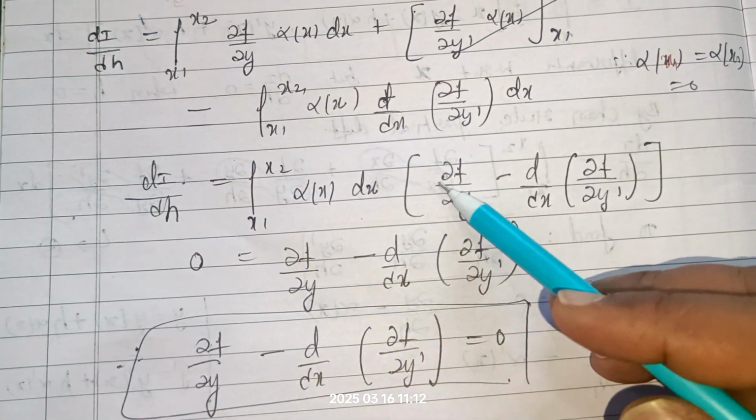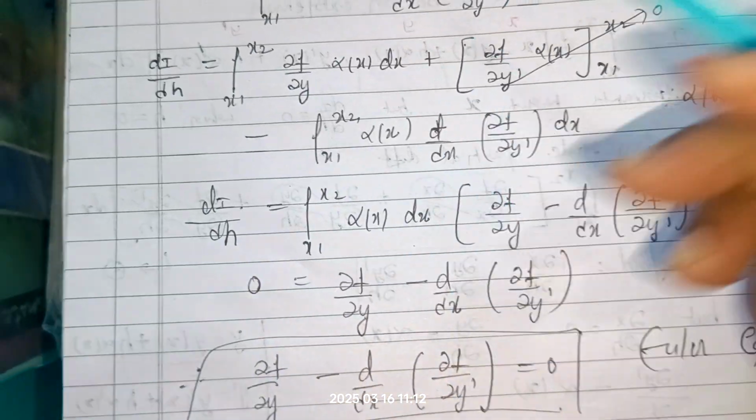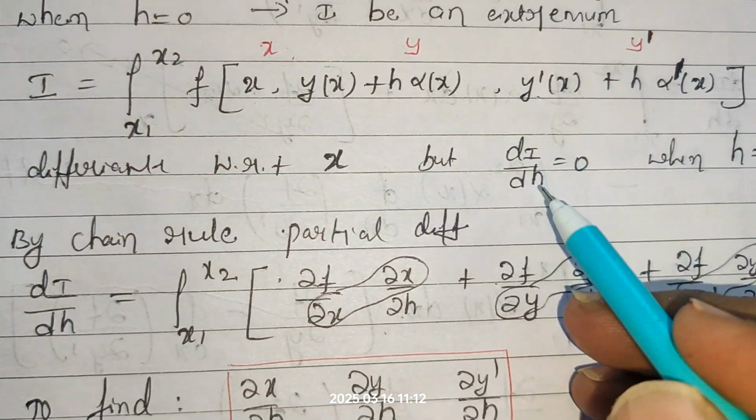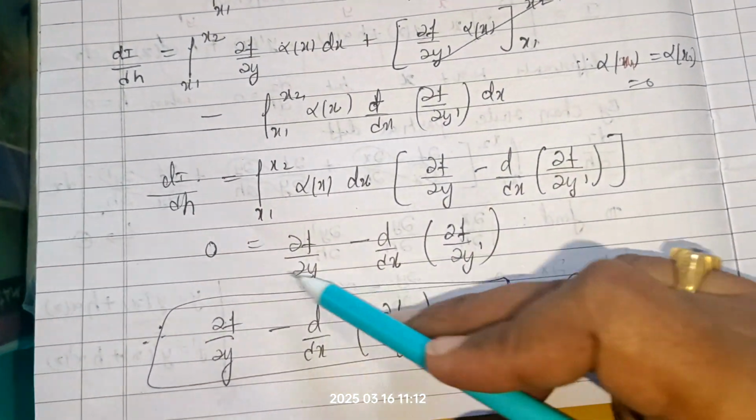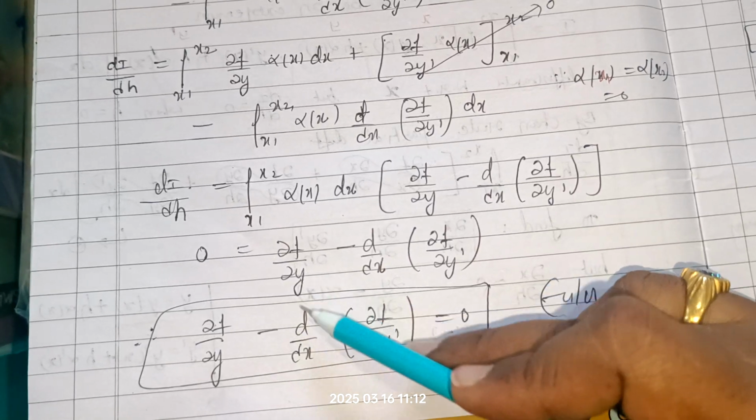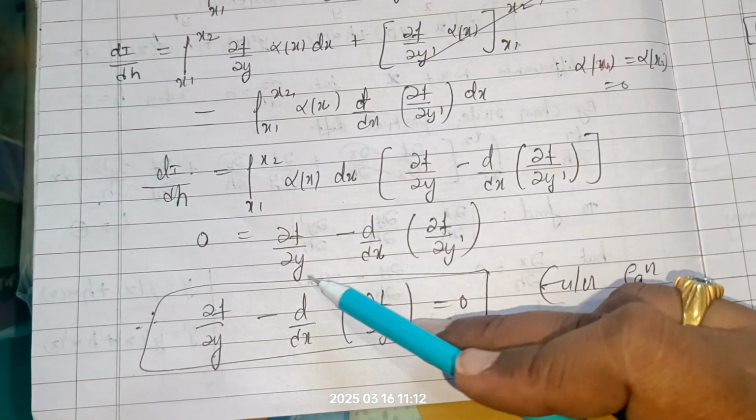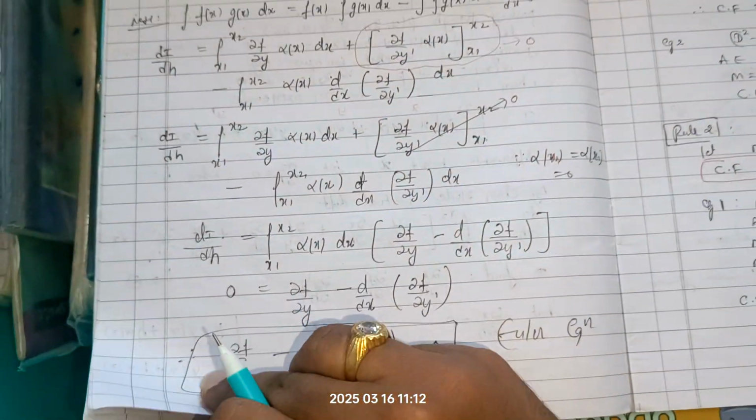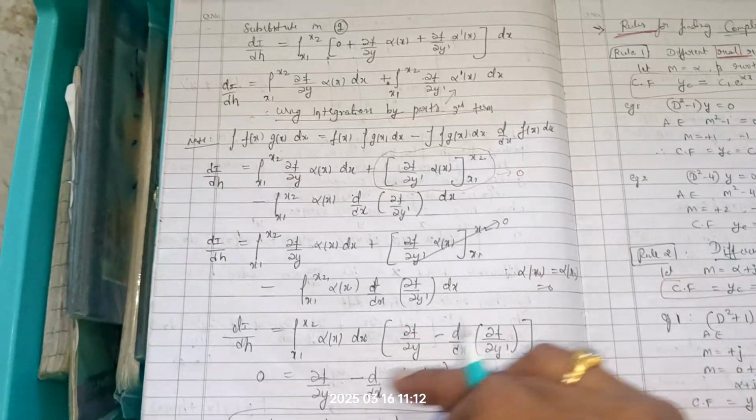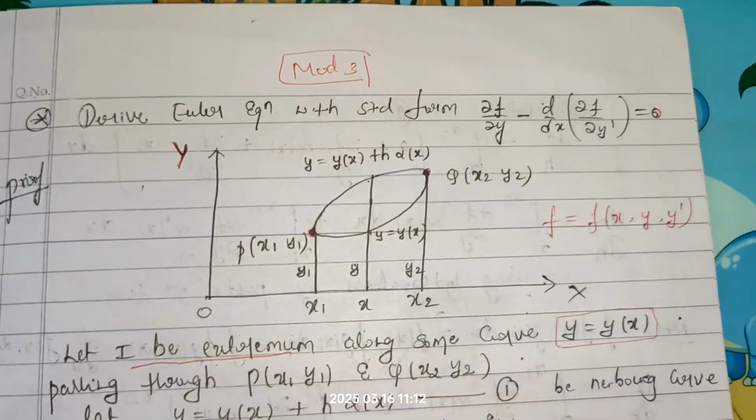So 0 equals this, since dI/dh is equal to 0. That is the condition we considered for h equals 0. We substitute here so that we get this as 0. So this gives the standard form ∂f/∂y minus d/dx of ∂f/∂y' equals 0. This is the standard format, which is what the question asked.